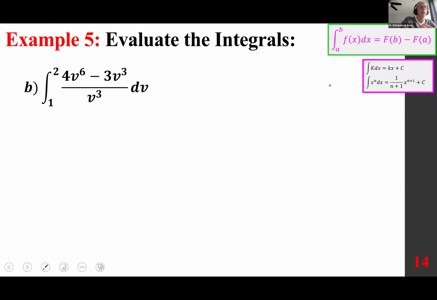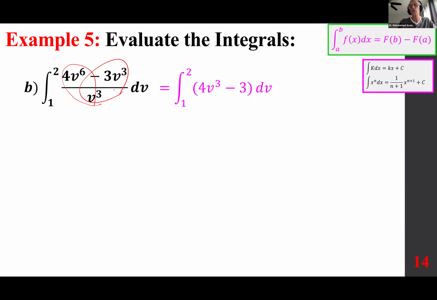So now, the definite integral from 1 to 2 of (4v to the power of 6 minus 3v cubed) over v cubed. We get this ready by making up two fractions. The first one is 4v cubed. The second one is simply minus 3. And we are going to use the power rule. So this becomes v to the power of 4, and this becomes negative 3v.